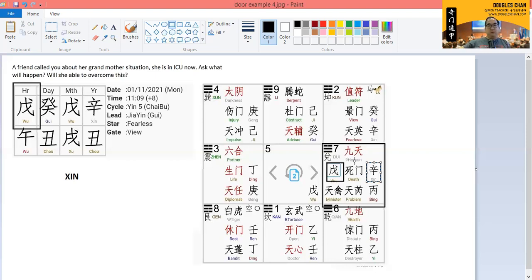So understanding how to read the chart is one thing, but the ability to tell people the correct information, and yet use the right words so that it will not hurt the person or the family, is another. Because sometimes this kind of thing is very sensitive. So we have to be very, very careful in terms of the words and the sentences that we use.